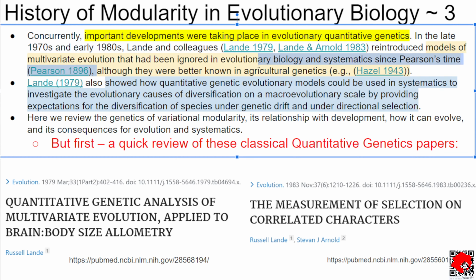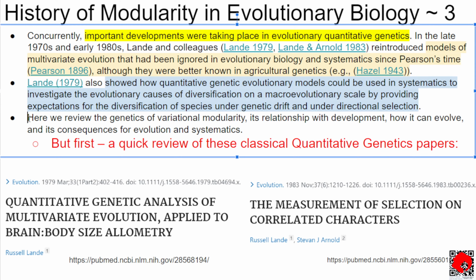Although they were better known in agricultural genetics, Hazel 1943 and Lande 1979 also showed how quantitative genetic evolutionary models could be used in systematics to investigate the evolutionary causes of diversification on a macroevolutionary scale, by providing expectations for the diversification of species under genetic drift and under directional selection.